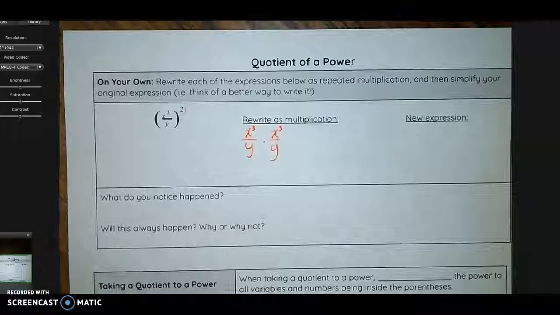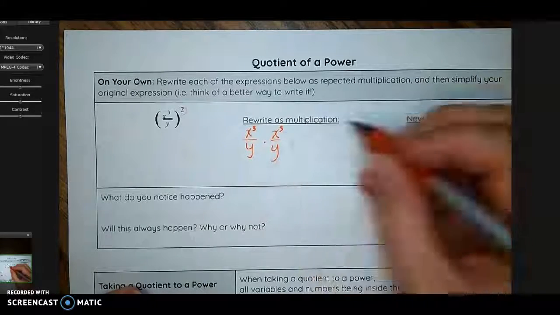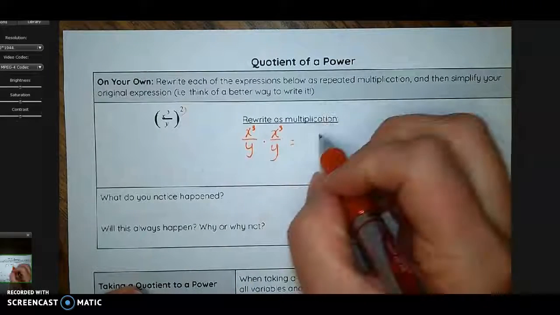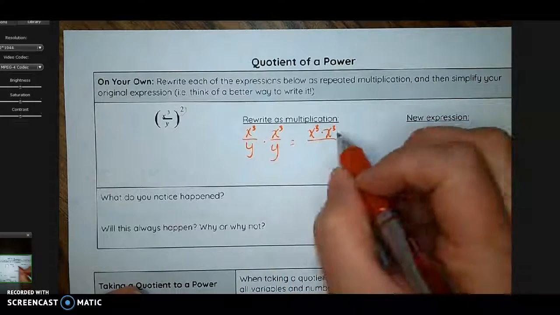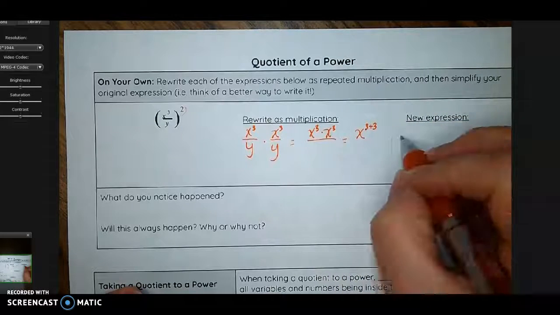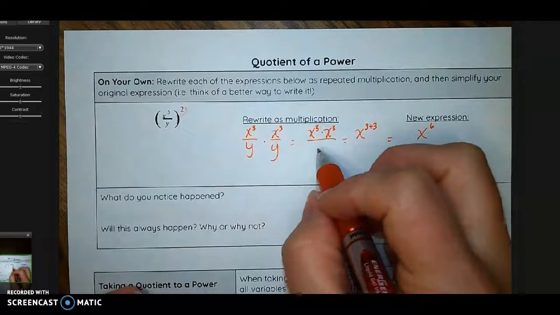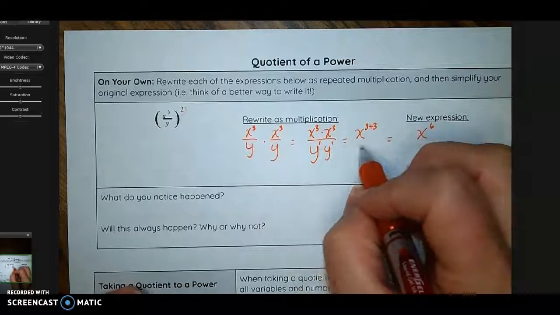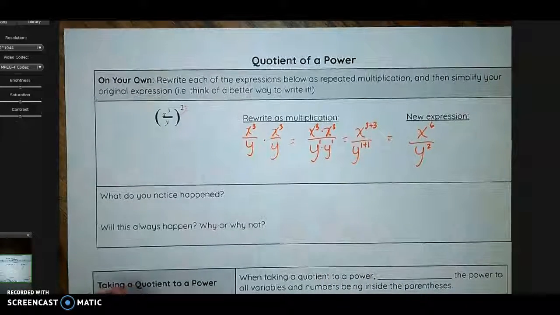So our new expression, and once again, if you want to pause this and try it yourself, that's always a good choice, and then check it. My new expression, when I do that, I'm like, oh, well, when I multiply those, that's x to the third times x to the third. Same base, and actually the same exponent as well, but that's like x to the third plus 3, which gives me x to the sixth. And on the bottom, I have y to the 1 times y to the 1, which is y to the 1 plus 1, which is y squared.